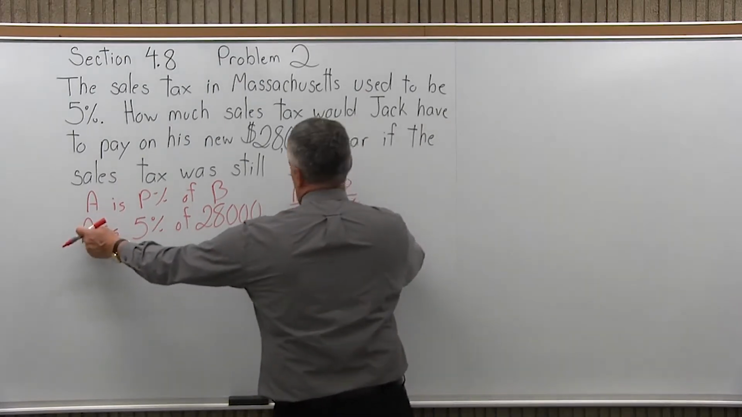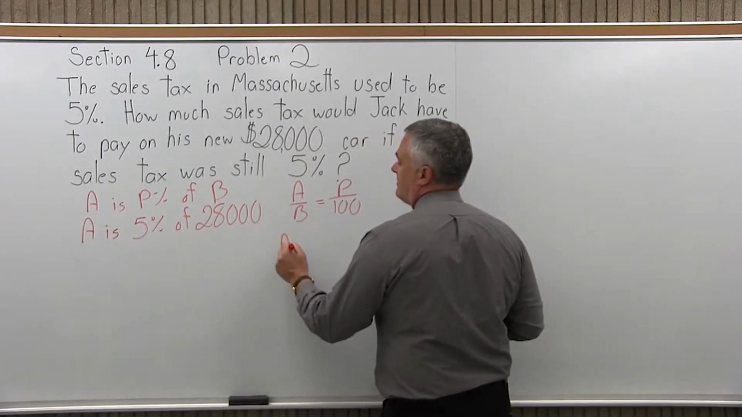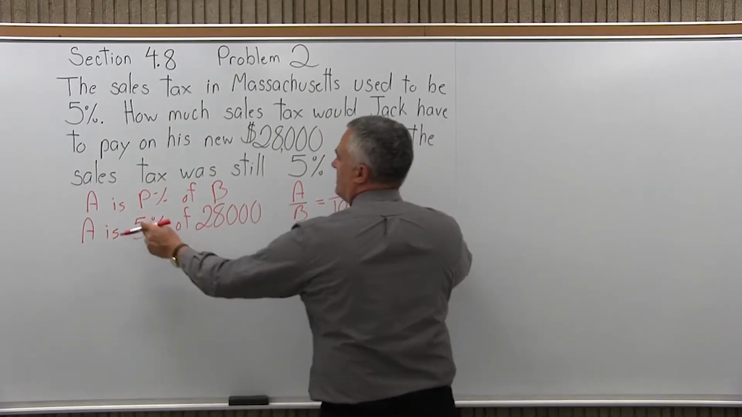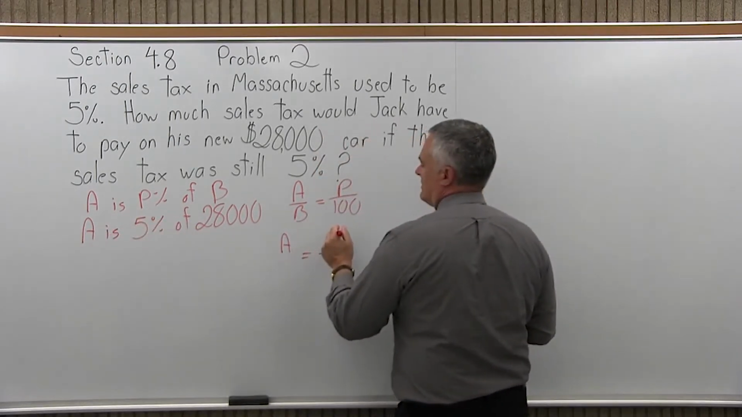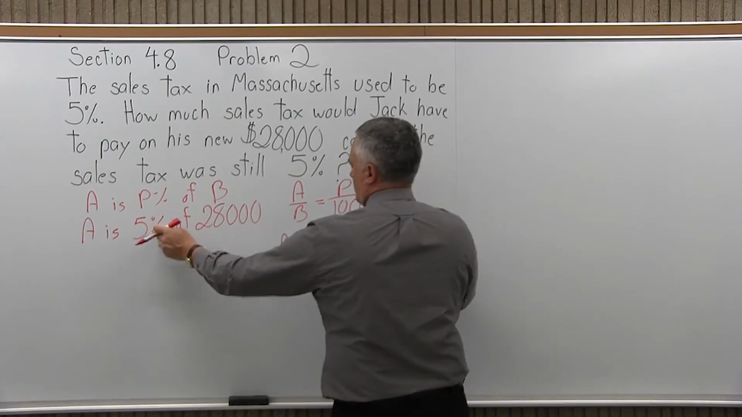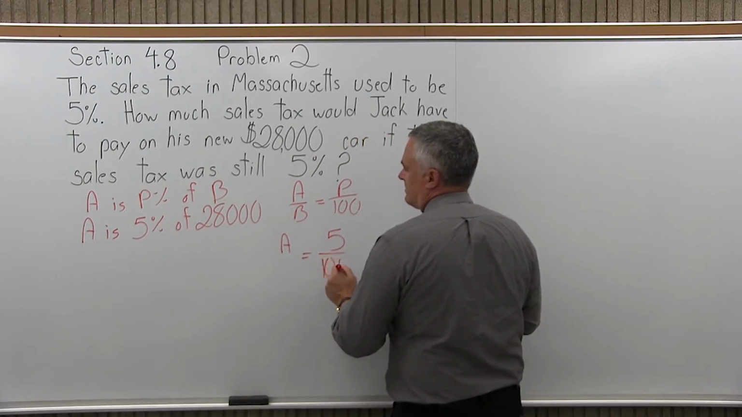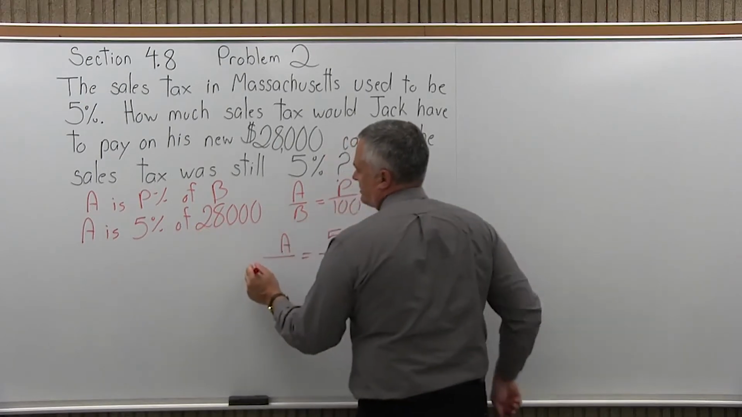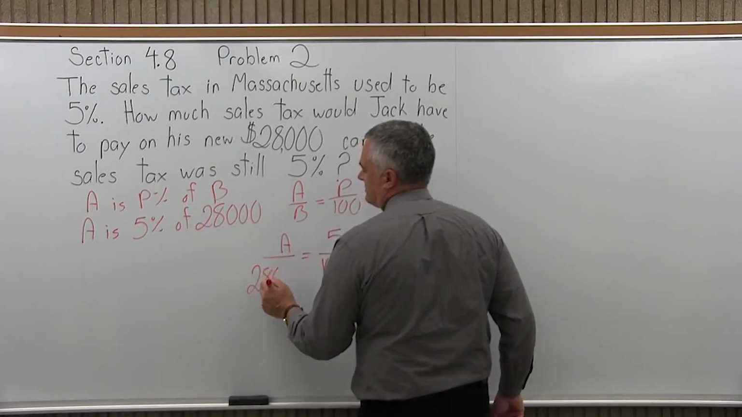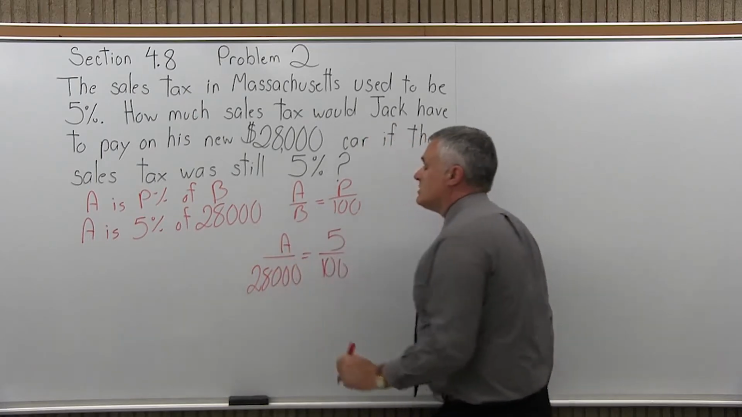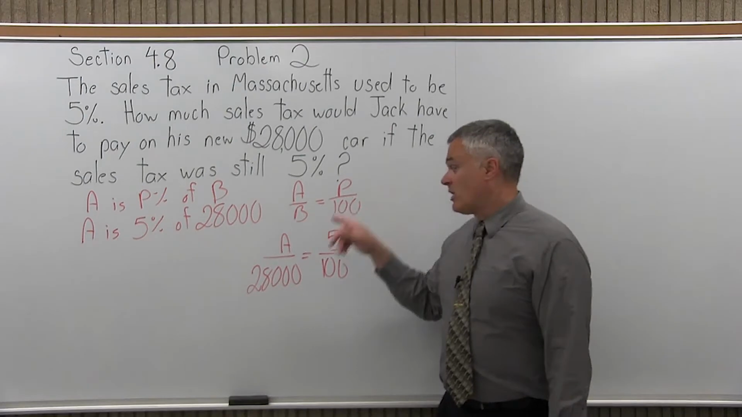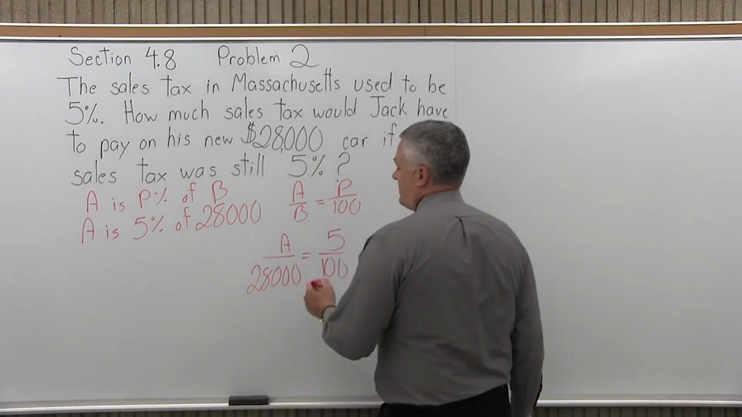So I start with the A. A is the unknown, so I just leave it as A. The "is" becomes an equal sign. P, the percentage, is 5. The percent is 100. And then B is $28,000. So I did manage to fill it in. I have only one unknown, which is the A, so I will cross multiply and solve for A.